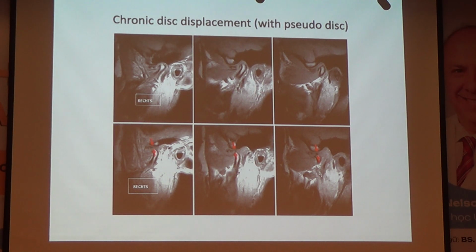And what happens is, if you treat this patient and you increase the vertical dimension, the system will deposit certain cartilage here, on the space that you create. It will form what we call a pseudo disc. It's not the disc.